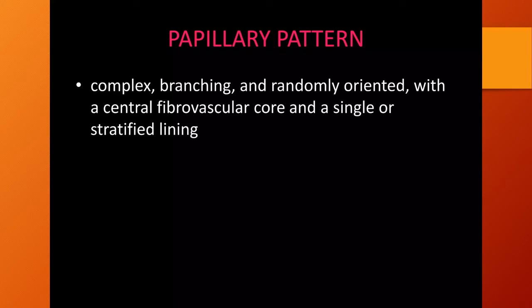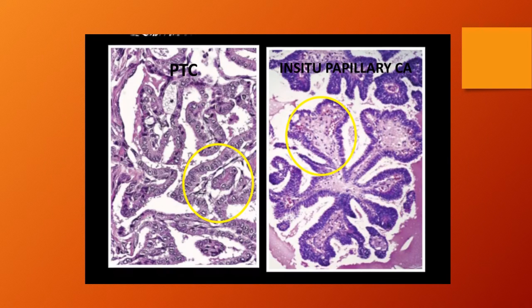This papillary architecture may be complex branching, that is, one branch standing on another branch. It may be randomly oriented, and always remember there is a central fibrovascular core within a single papilla. This is the papillary arrangement. Here we can see elongated papillae, lollipop-like, with the typical fibrovascular core containing blood vessels.